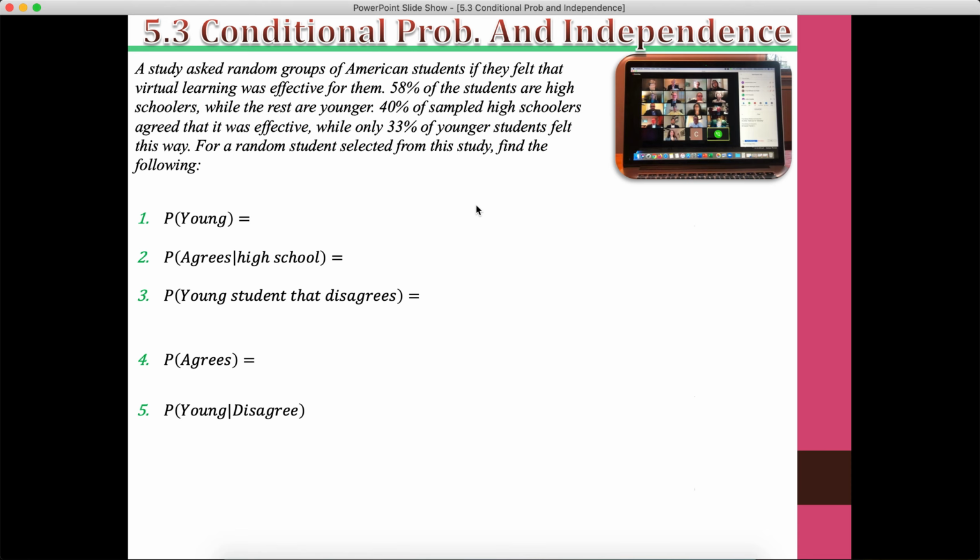Or you know what, there's another one on the next page, so if you want to just watch this one first, that might be a good idea. But at least take a second to read the problem.